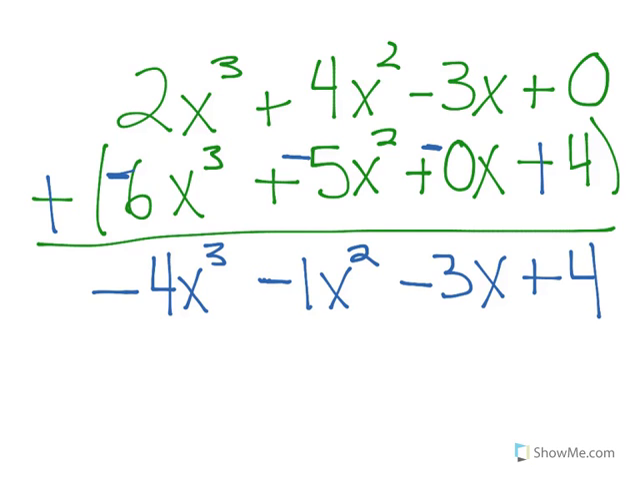This is a polynomial. Its degree is 3, or it's cubic, because the monomial with the highest degree is the leading term in the expression, negative 4x cubed, and that has degree 3.